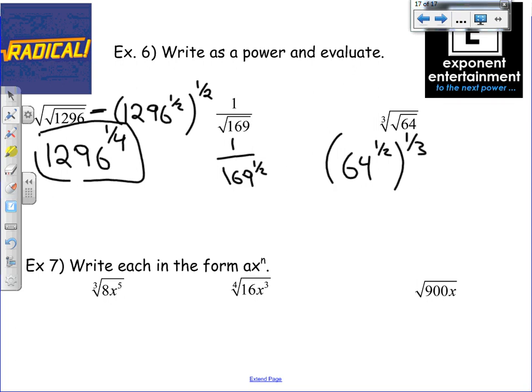These ones down here, write in the form of a x to the power of n. That means no root signs are allowed. To bring your 3 in, you need to go cube root of 8 is just 2. So cube root of 8 times x to the power of 5 over 3. It says write as a power, it doesn't say to use a radical, so we have to change that to be 2 times x to the power of 5 over 3.